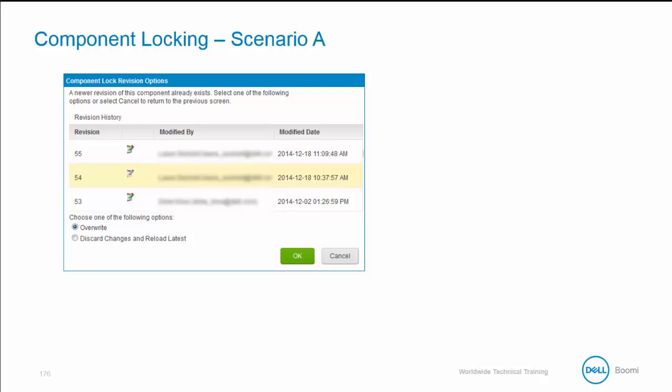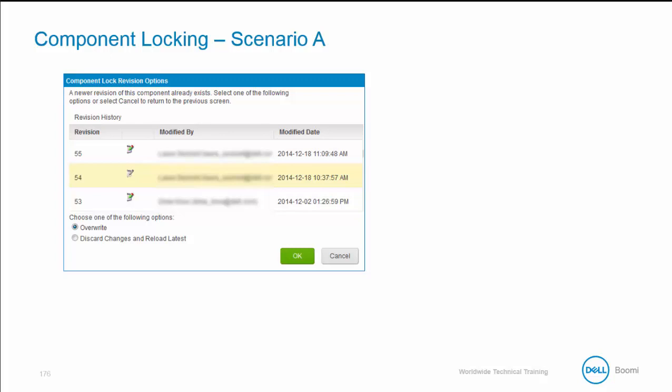For scenario A, you open revision 1 of the component, lock it, and begin to edit it. Meanwhile, an administrator requests a lock, edits it, and saves it as revision 2. When you try to save revision 1, the dialog on the slide appears. Now you have two options.